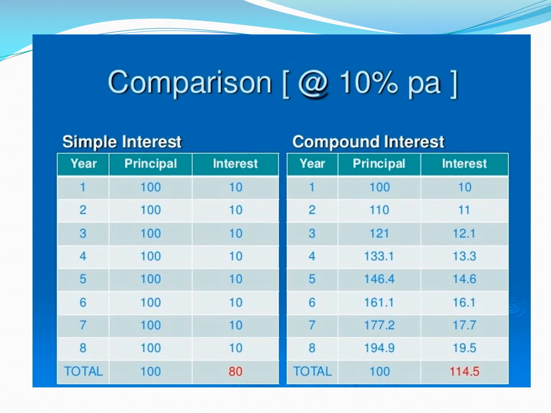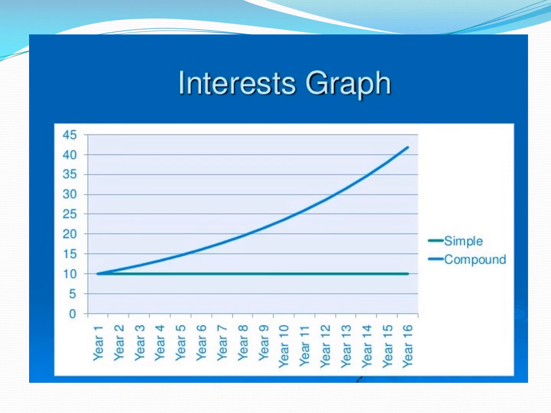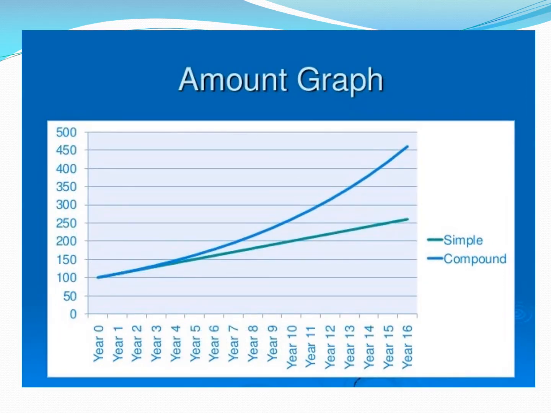Interest is 90.5. Therefore, totally 114.5% is interest. The next is the interest graph. There is nothing changing in the simple interest, but in the compound interest, the interest slightly increases year by year. The amount graph: in simple interest it changes slightly, but in compound interest the amount increases year by year.